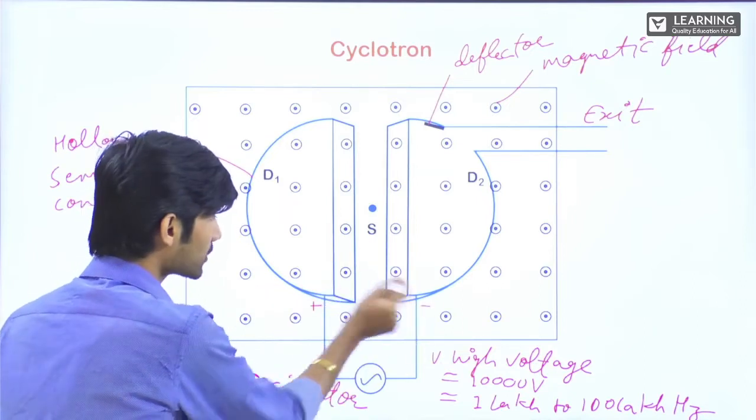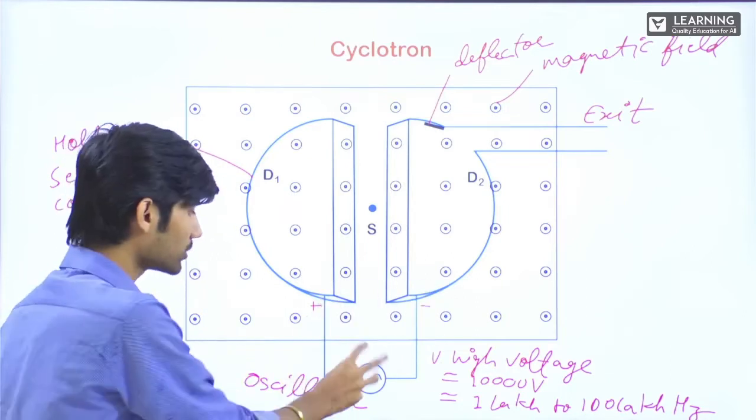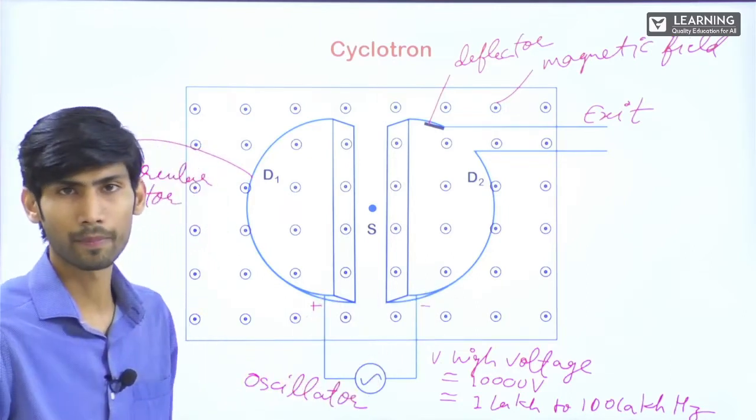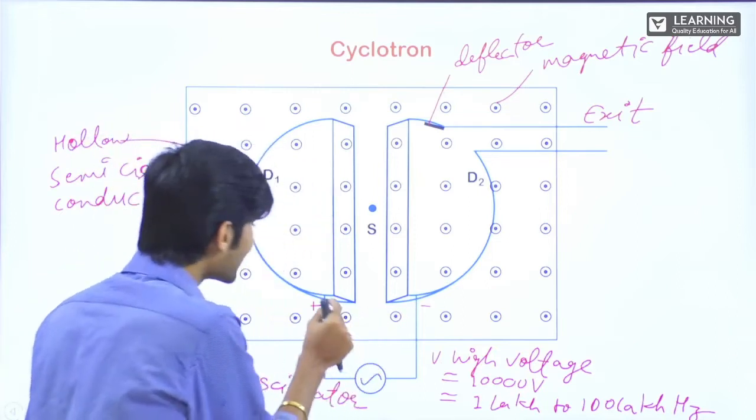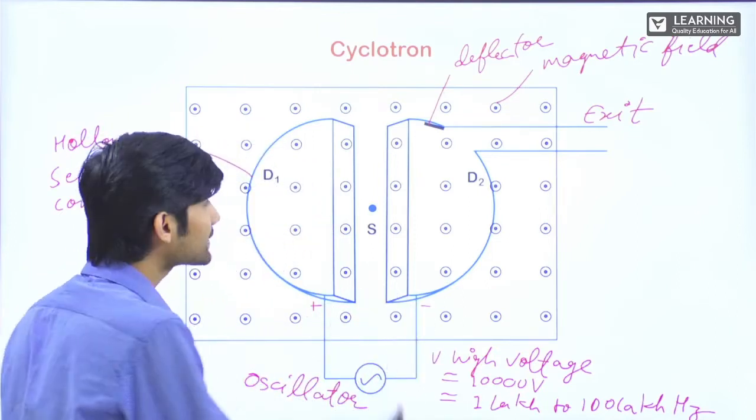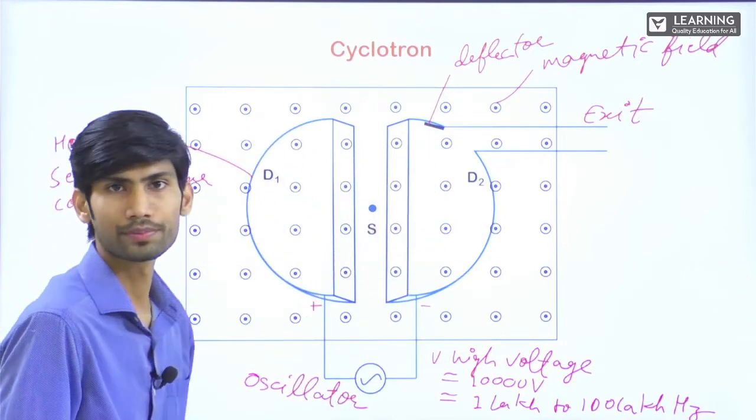Here also, positive, negative, negative, positive, positive, negative. Like that it is happening because this is an oscillator. It is an AC supply. Polarity changes, right? So now, initially, let's say this is positive, this is negative. When this happens, now this is the source of charge from where one charge will come out.